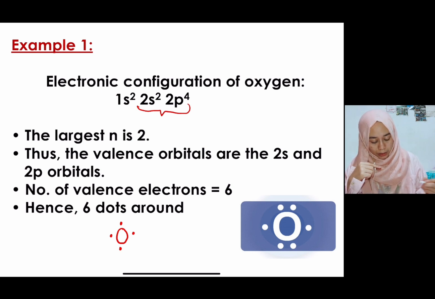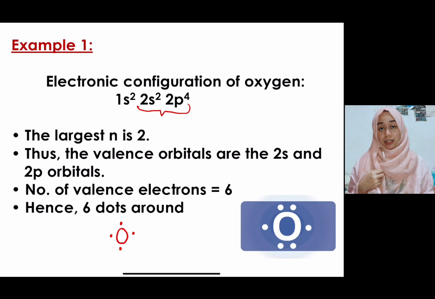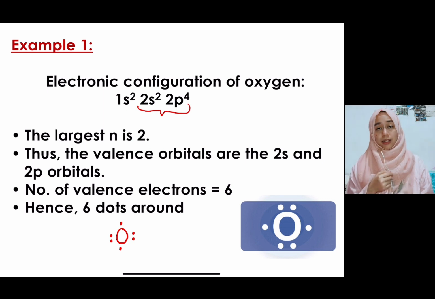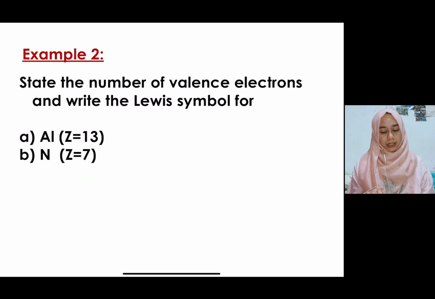Okay, so yang keempat, let's say Miss nak berbeza sikit dengan simbol yang tepi kanan tu. So yang kelima Miss isi kat sebelah kanan, yang keenam Miss isi sebelah kiri. So dia balance. Okay, so ini untuk oksigen. So let's say kita tengok example 2.